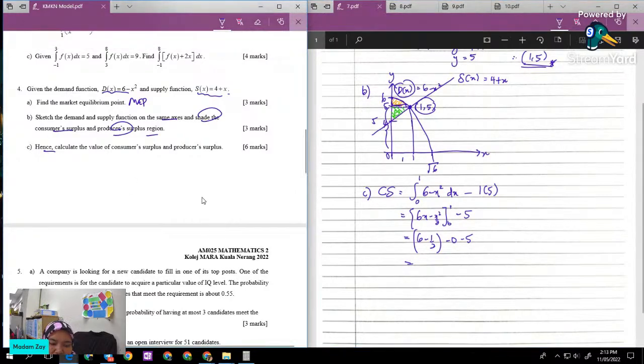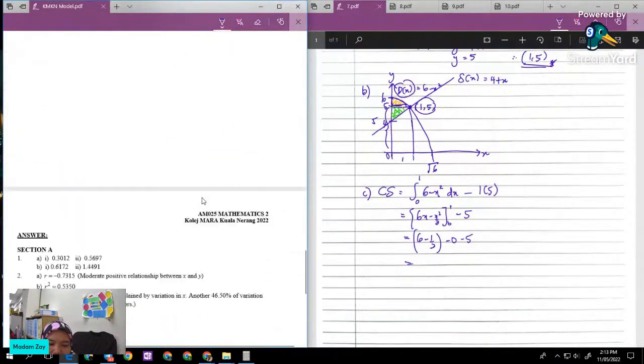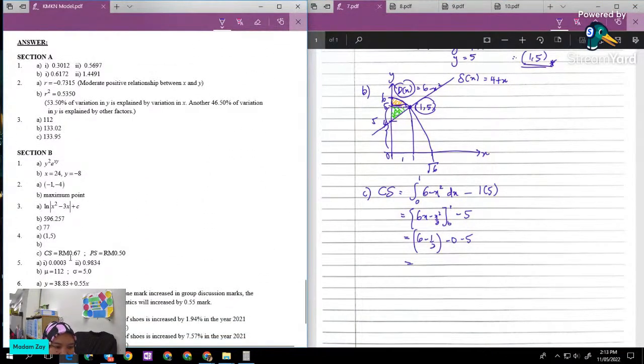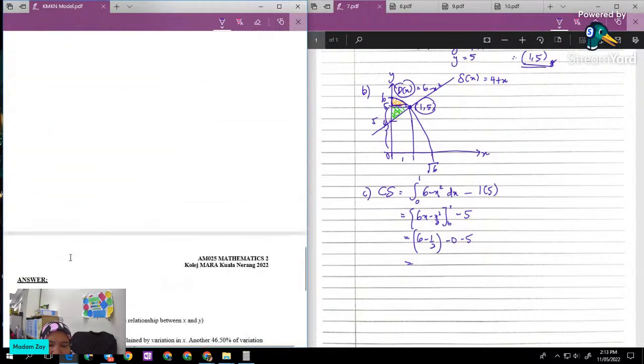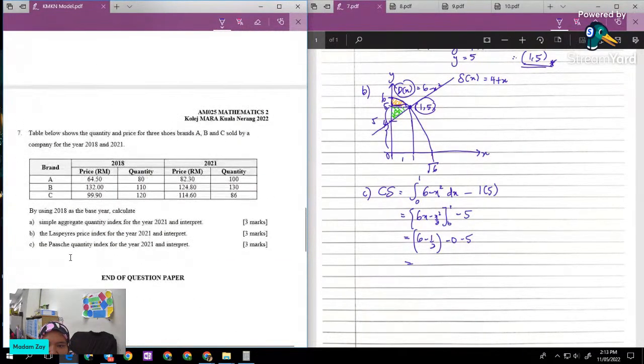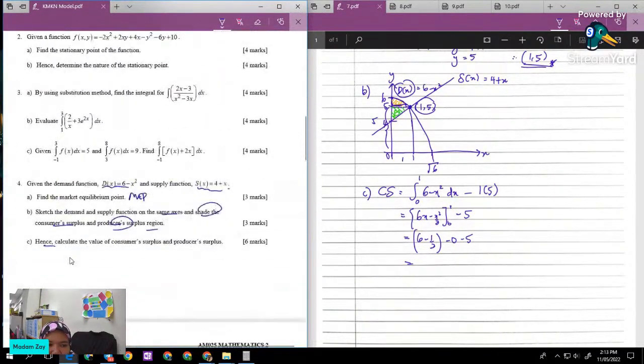Kalau consumer surplus dengan producer surplus, apa ingat? RM, yes. Okay, RM. So, RM 0.50.